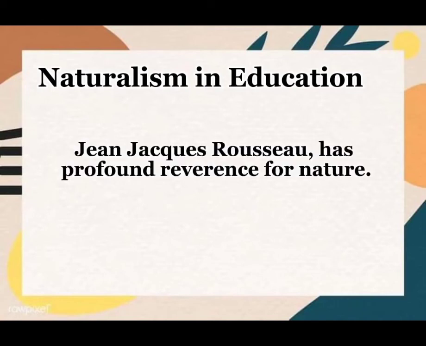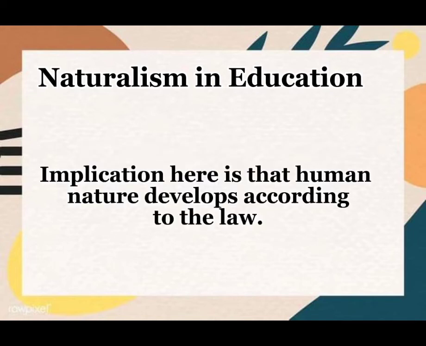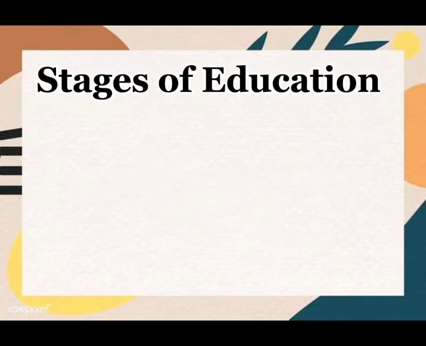Jean-Jacques Rousseau, as a naturalist who has profound reverence for nature, believes that child nature is good rather than evil. The implication here is that human nature develops according to law, just as the law obeyed by heavenly bodies as they move in their orbits.